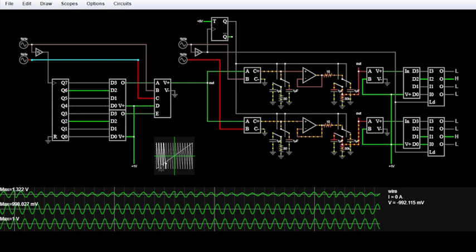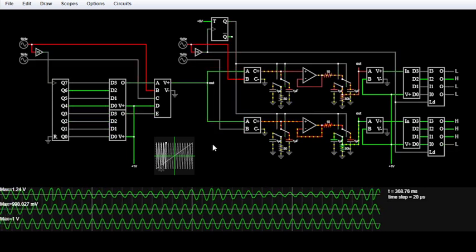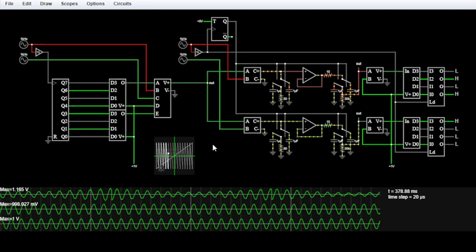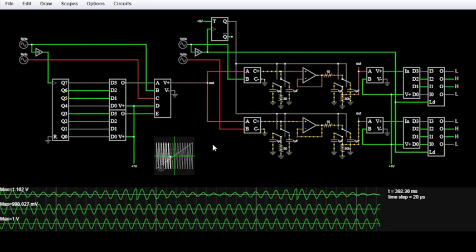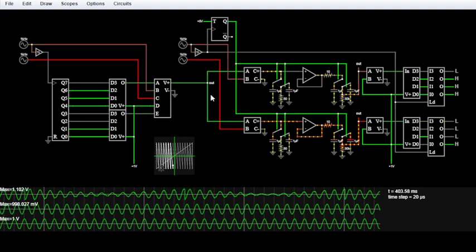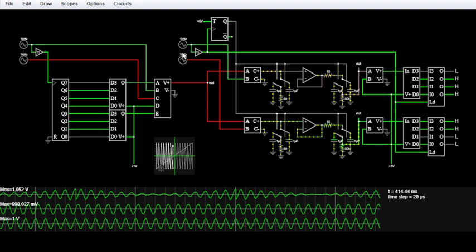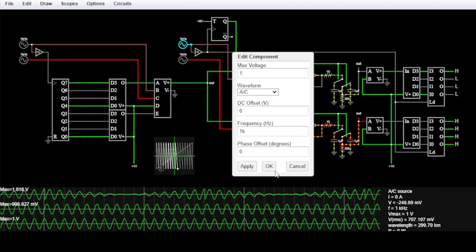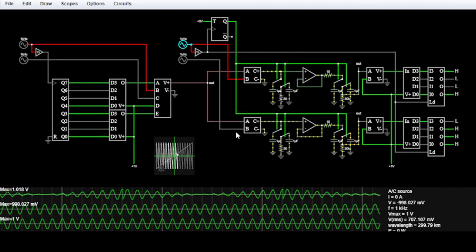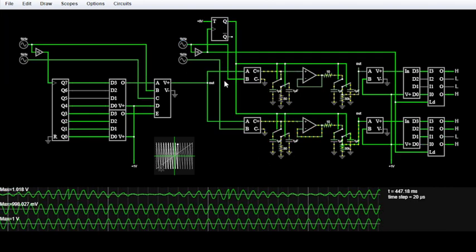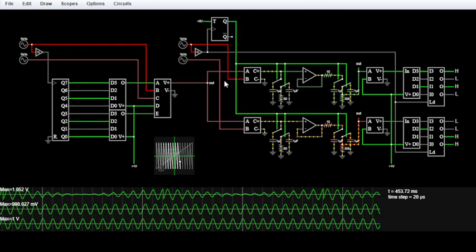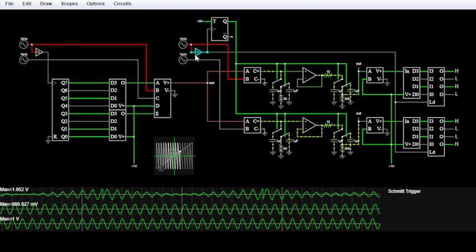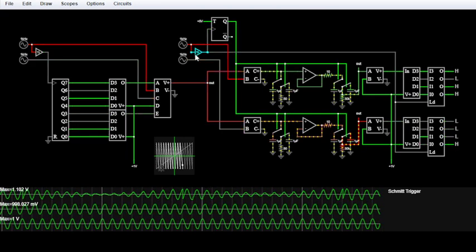You can see here that's how it's working. If you focus a little bit, that's how it's working. Then you can see here we are giving AC waveforms as an input, and also the negative of this sine wave.